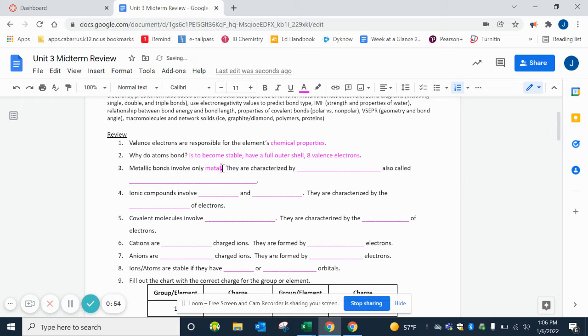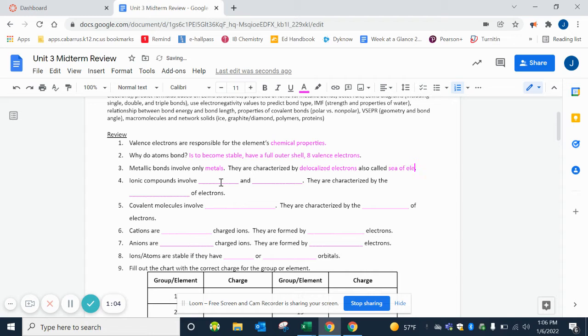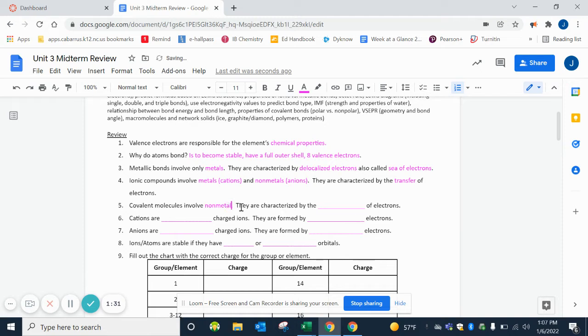Metallic bonds involve only metals. They're characterized by delocalized electrons, and we can also call that a sea of electrons. Ionic compounds involve metals or cations and nonmetals or anions. They're characterized by the transfer of electrons. Covalent molecules involve nonmetals, and they're characterized by the sharing of electrons. And remember, we can share 2 different ways, equally or unequally, and that's how we get nonpolar and polar.